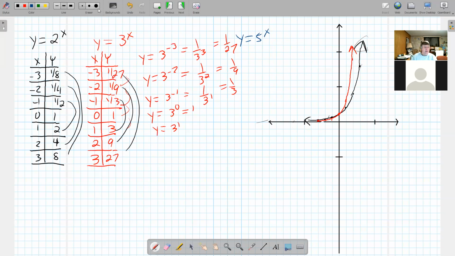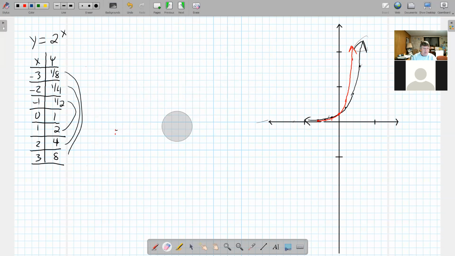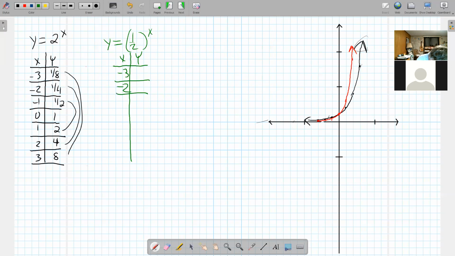Okay. Now let's go back and let's look at, let's see here. Let's do this in green. Y equals 1/2 to the x power. Okay. And again, we'll use -3 to +3.